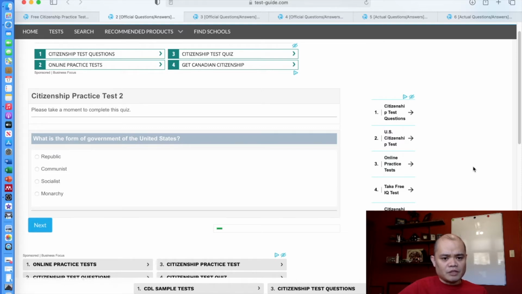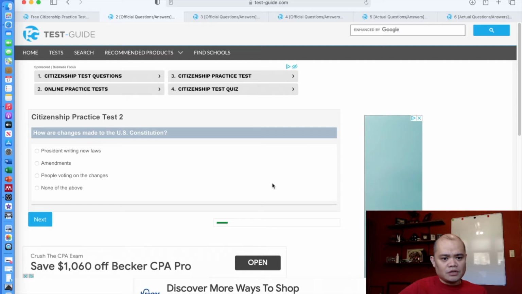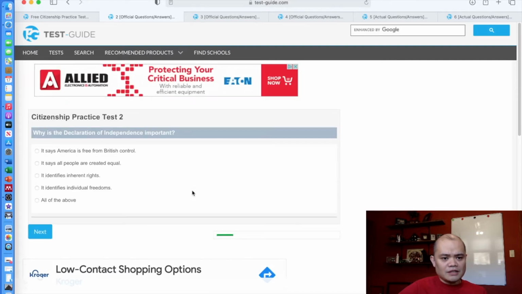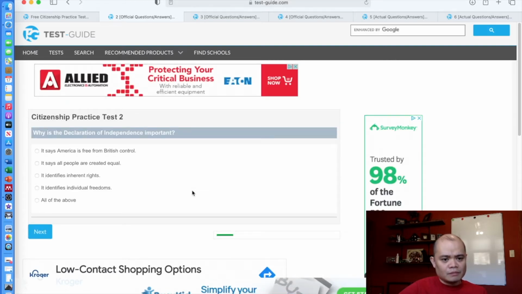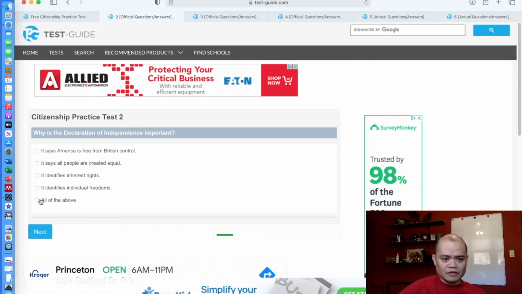What is a form of government of the United States? It is a republic. How are changes made to the U.S. Constitution? It's through the amendment, right? Why is the Declaration of Independence important? Because it says America is free from British control. Yes, that's correct. It says all people are created equal. Yes. It identifies inherent rights. Yes. It identifies individual freedoms. Yes. All of the above. I think it's all of the above.